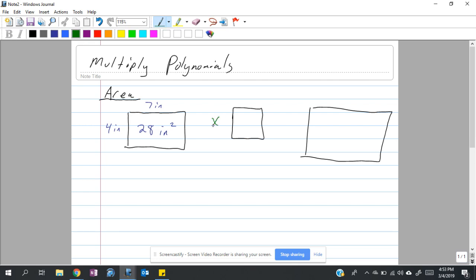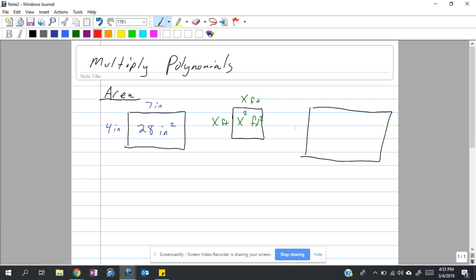Now, if I told you that this was x feet long and this side was also x feet long, then what is the area of this square? Well, x times x would be x squared, and then feet times feet would be feet squared. So it'd be x squared feet squared. That's a lot of squares.